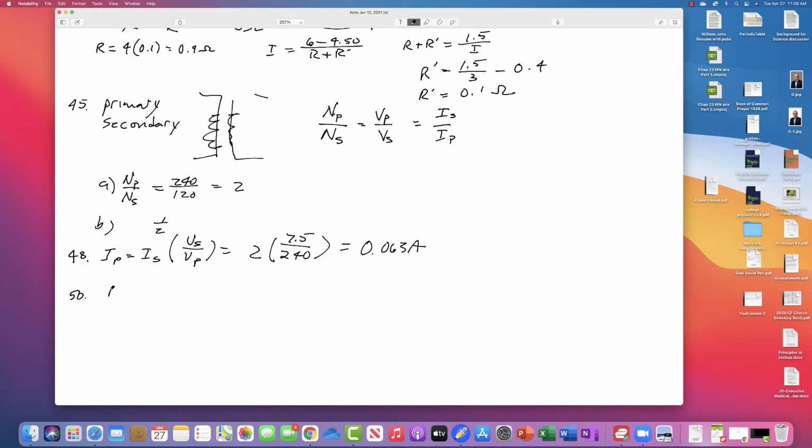Okay, so we know that NS over NP is equal to VS over VP. And we also know that NS prime over NP is equal to VS prime over VP. This being the new voltage output and the new number of turns needed. And if you rearrange this algebraically, you get NS prime over NS is equal to VS prime over VS. And you can just fool around with this until you figure that out. I would recommend cross multiplying here.